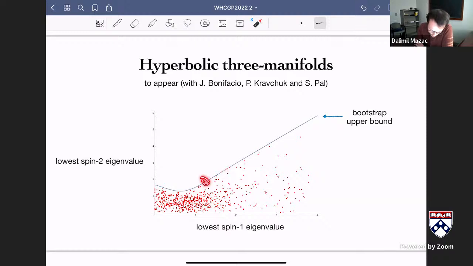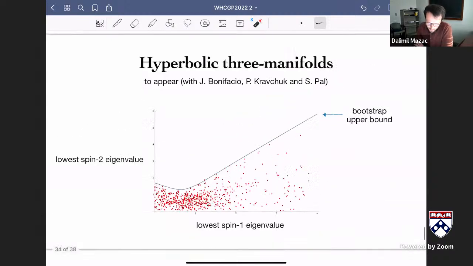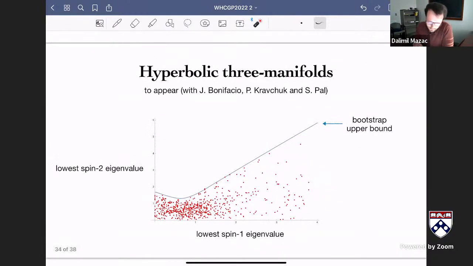And it seems there are even some points which basically saturate this bound. I mean, there are some points which seem to violate it, but that's just because we didn't compute the position of the red dot precisely enough. But the red dots are not rigorous. The blue curve is rigorous. So it seems to be working pretty well also for 3-manifolds.